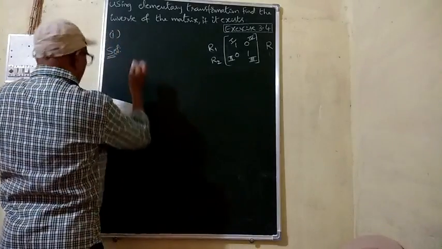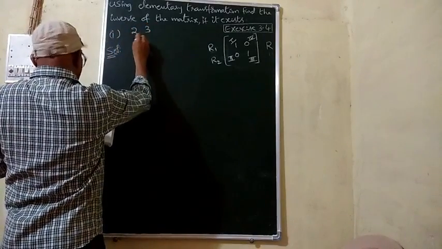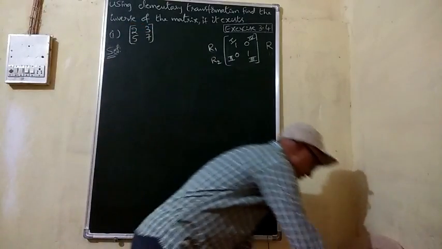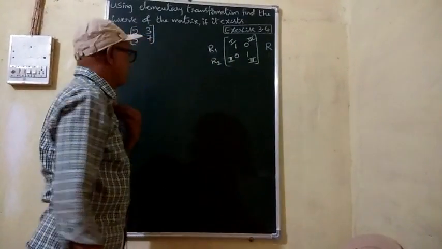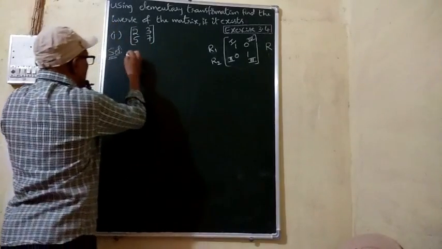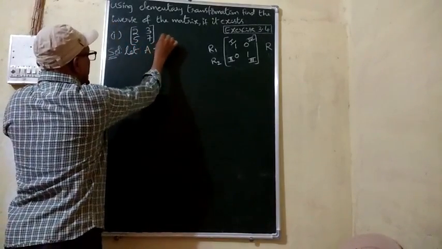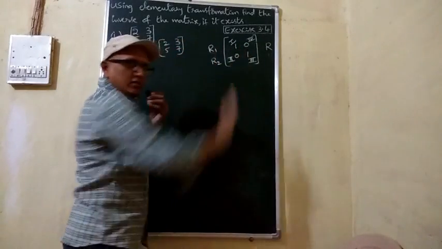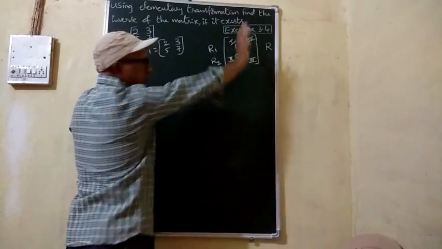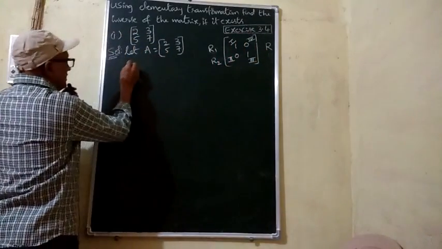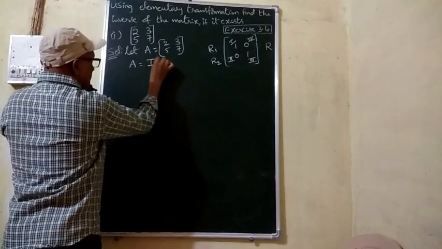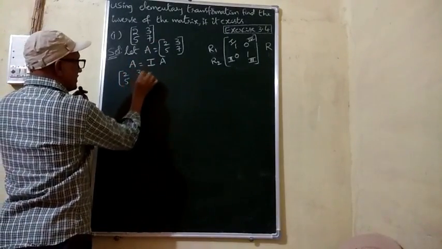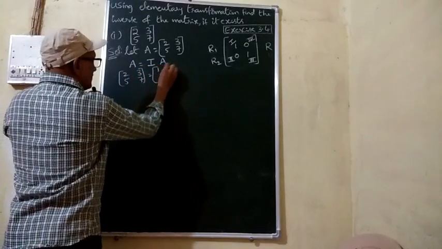Fourth question: 2 3 5 7. Right? 2 3 5 7. Now let us see. First of all, we have to call it A. Let capital A equal to 2 3 5 7. This will be fixed for row operation. Let A equal to IA. What is A? 2 3 5 7. I means 1 0 0 1.